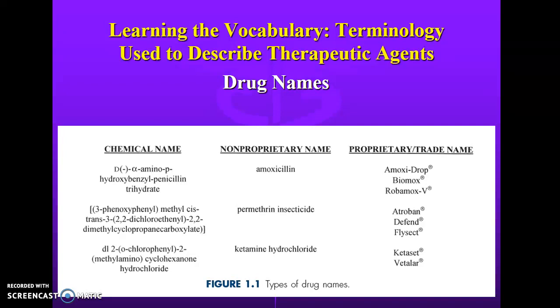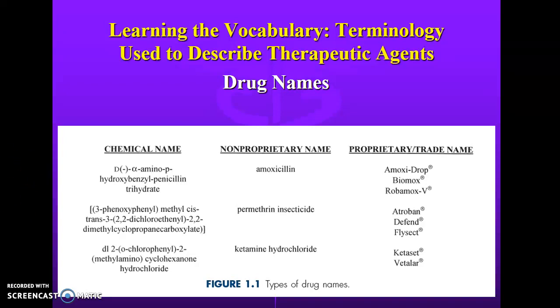It is sold under a proprietary or trade name, and it's proprietary because different drug companies have the exclusive rights to sell a drug under their particular trade name. So the trade name will be capitalized, as these are Amoxidrop, Biomox, and Robomox 5. And you'll also notice that they have a little trademark symbol at the end, and it just means that that's a trademark name only they can sell. Only the company that is selling it under that name can sell it under that name.